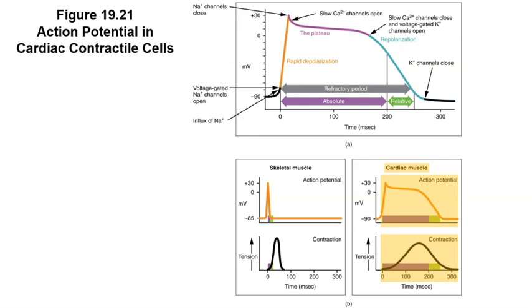The prolonged action potentials of cardiac muscle cells, on the other hand, create prolonged contraction times, which is quite critical for being able to pump blood effectively through the heart.